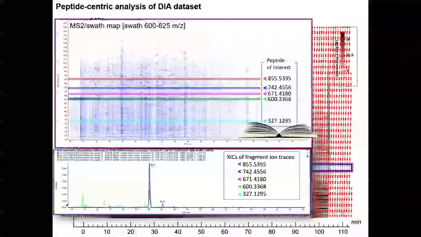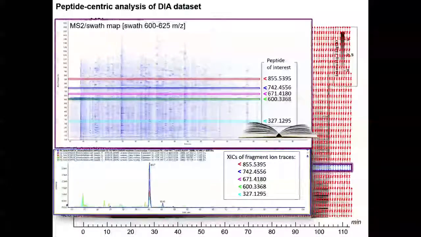So this is an abstraction. For example, here, if you see the blue trace that comes at 742, there's basically no signal at 742 here, and only at that place here there is a signal that shows up. Then by chance, there is another signal that shows up around 45 minutes at this mass as well. And then there's pretty much nothing left until the end, etc. So you do this for the fragment mass 742, for the fragment 671, etc.